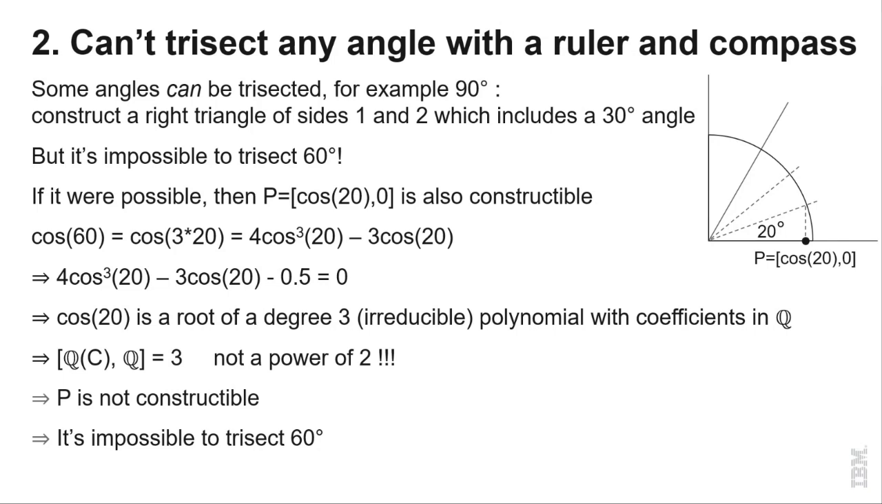Okay, so by the rules of trigonometry, the cosine of 60, which is a half, can be written as the cosine of 3 times 20, which is given by the Chebyshev formula for the cosine of 3 times an angle, and this is just a degree 3 equation. So again, the value to be constructed happens to be a solution to a degree 3 equation, and 3 is not a power of 2, and therefore you cannot construct it with a ruler and compass.